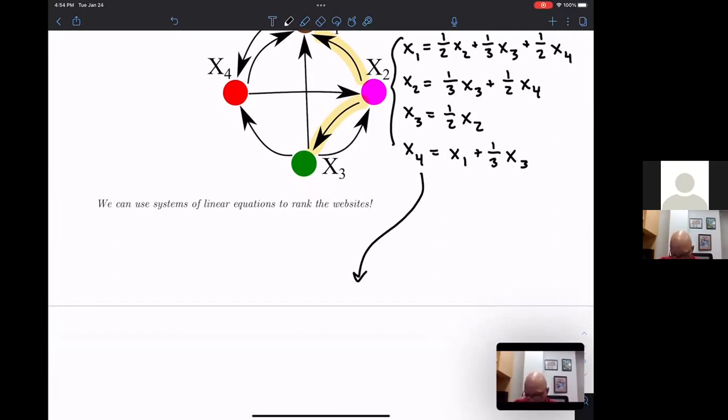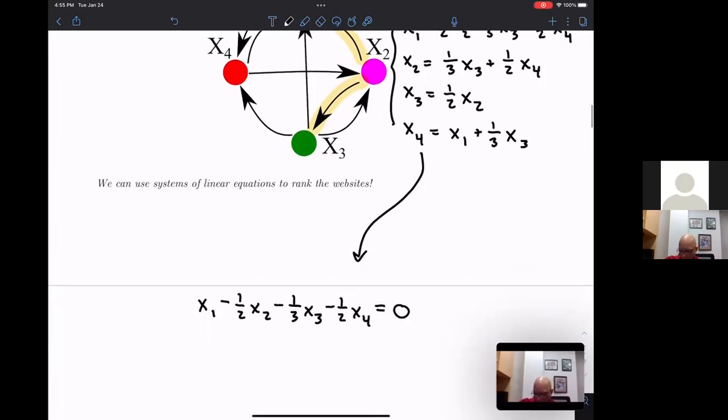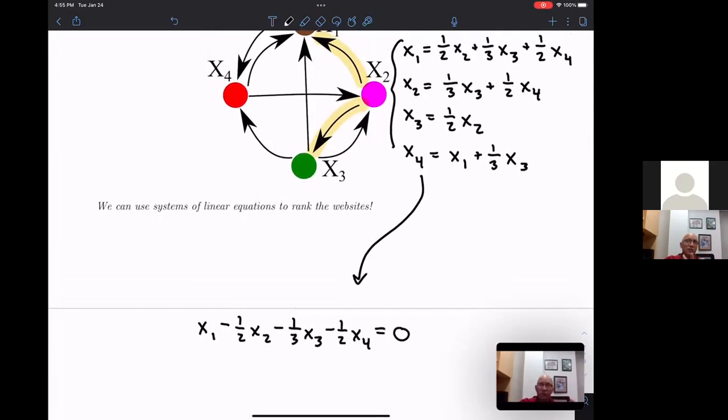I have to scroll up and down a little bit. By doing that, I mean I'm going to put all the variables on one side and all the constants on the other. So for that first equation for X1, I'm going to move everything to the left-hand side: X1 minus 1/2 X2 minus 1/3 X3 minus 1/2 X4. And now everything's set equal to 0, so there's no constant term by itself. It's just set equal to 0.